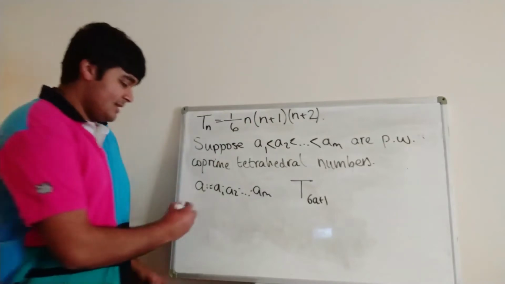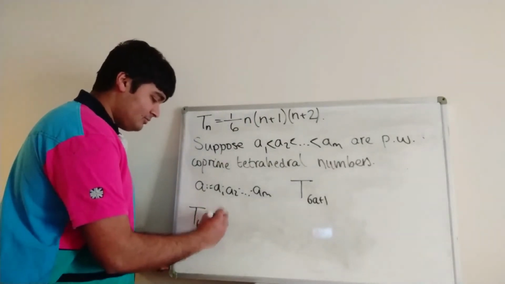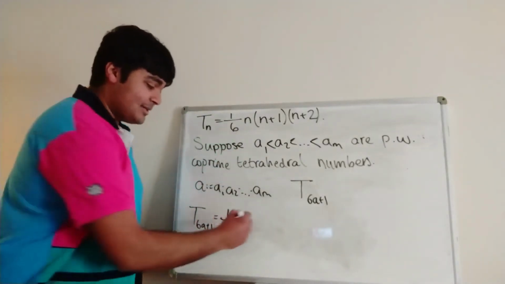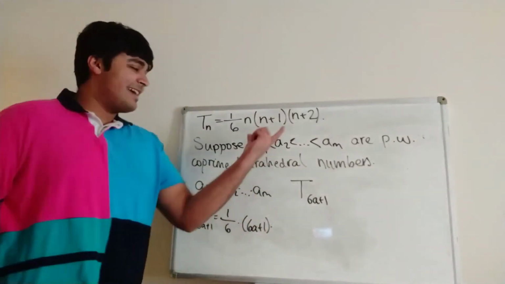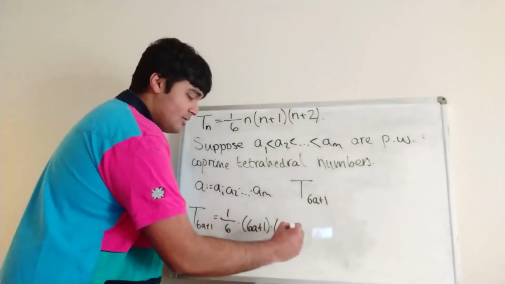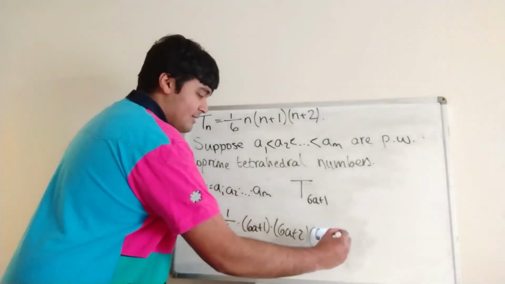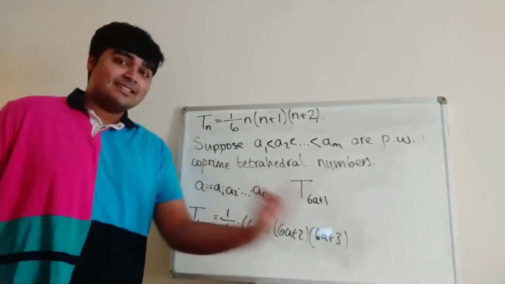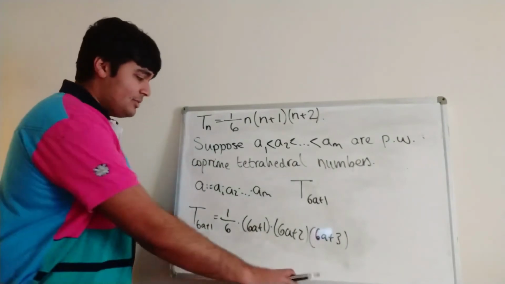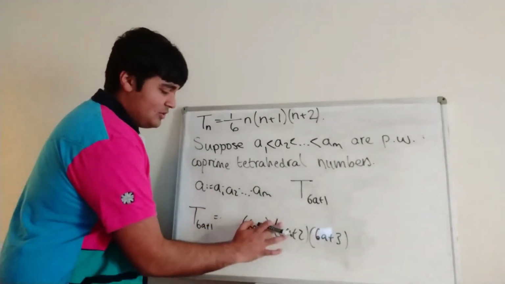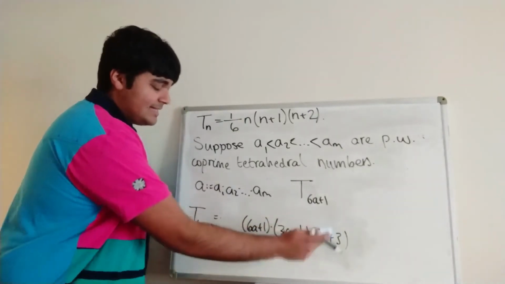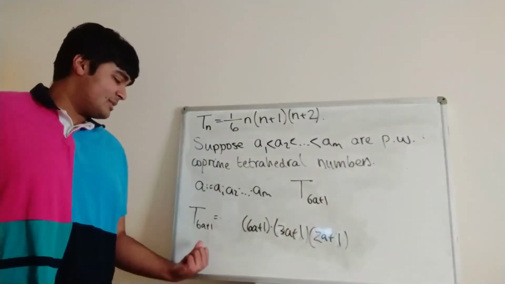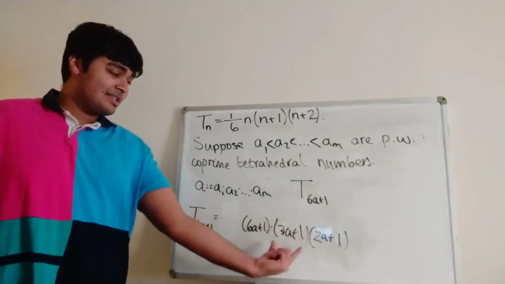Let's use our formula up here. T_{6A+1}, what does that equal? It's equal to 6A+1 times 6A+2 times 6A+3, all over 6, where n in this case is 6A+1. But then we can take a factor of 2 out of 6A+2, and a factor of 3 out of 6A+3, to give us a factor of 6, which is going to cancel nicely. Taking out a factor of 2 gives us 3A+1, and taking out a factor of 3 gives us 2A+1. So the tetrahedral number T_{6A+1} is 6A+1 times 3A+1 times 2A+1.